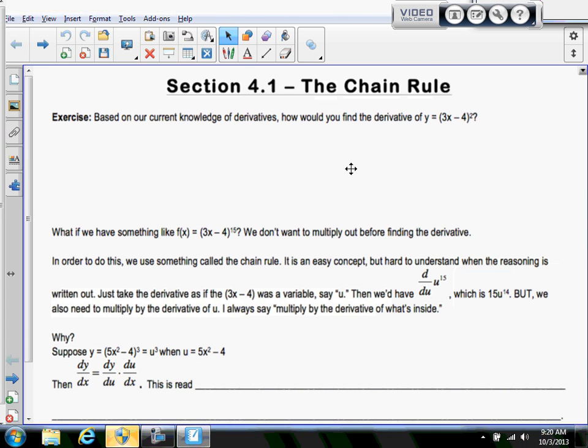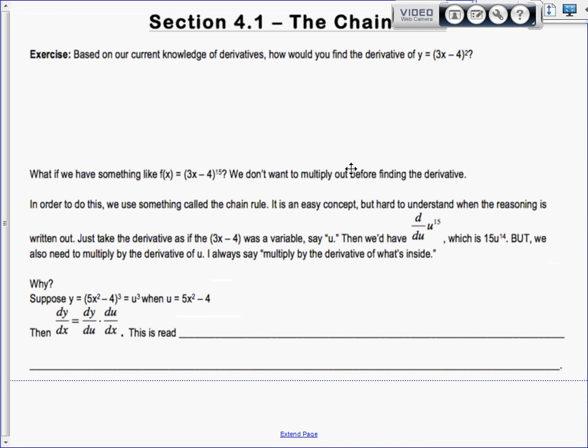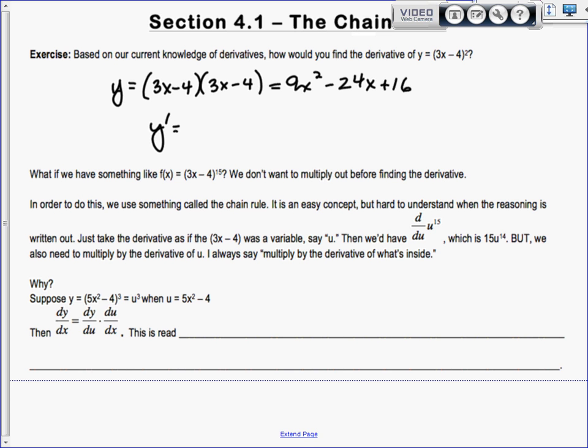So section 4.1 is on the chain rule. It says, based on our current knowledge of derivatives, how would you find the derivative of y equals (3x minus 4) quantity squared? So hopefully what you guys did is you multiplied 3x minus 4 by 3x minus 4, and you got 9x squared minus 24x plus 16. And then you found the derivative y prime from there. So you get 18x minus 24. All right, you guys all get that?